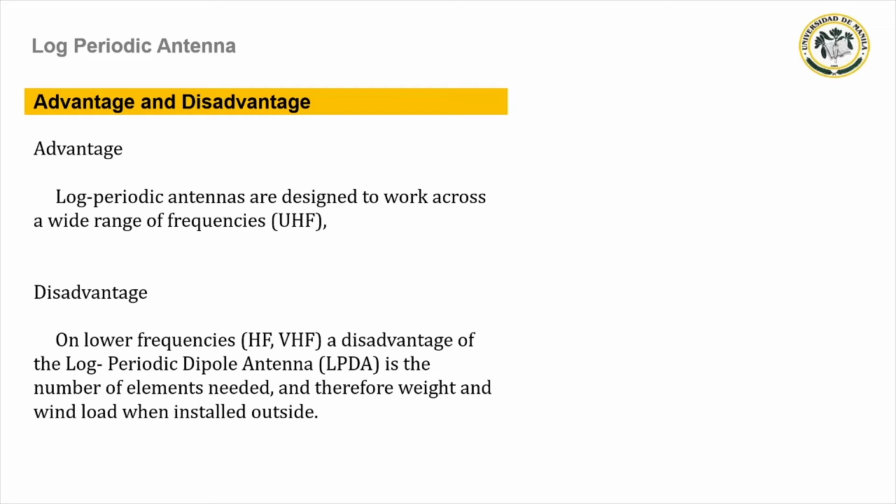For the advantages and disadvantages: log periodic antennas are designed to work across a wide range of frequencies, for example UHF. For the disadvantage, on lower frequencies, HF and VHF, a disadvantage of the log periodic dipole antenna, or the LPDA, is the number of elements needed, and therefore the weight and wind load when installed outside.